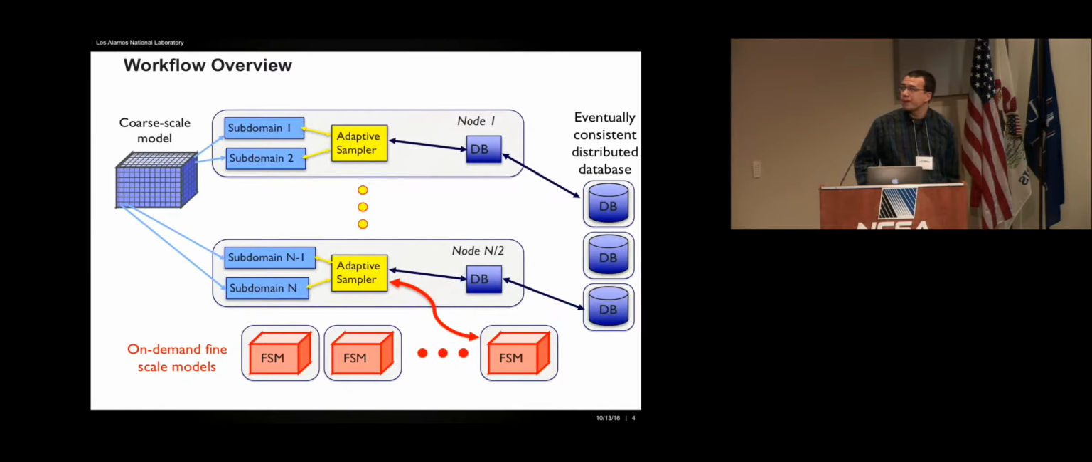All right, our basic workflow was we have a coarse scale model. We break that up into subdomains. We then do adaptive sampling with the assistance of a database. And when needed, we perform fine scale models. Basically, the fine scale models are expensive. We don't want to do those if we don't have to. And adaptive sampling lets us avoid doing those.